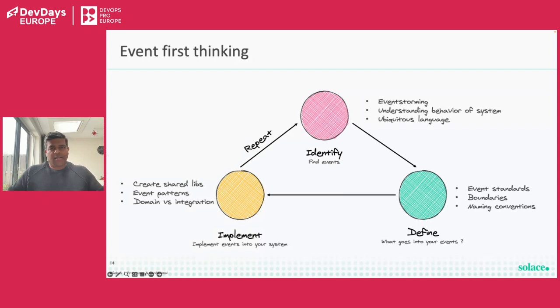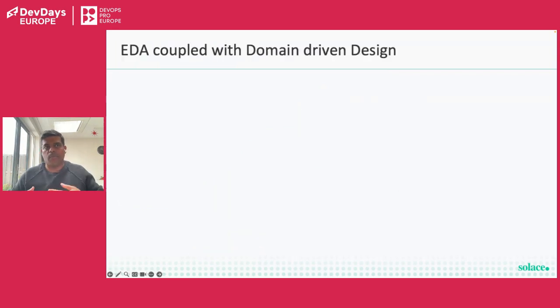Now, if you see a few slides back, we mentioned things like ubiquitous language, domains, standard understanding of behavior, boundaries, etc. So these are all terms that come from domain-driven design, or DDD, right? And how does EDA work with DDD? Let's talk about that now.